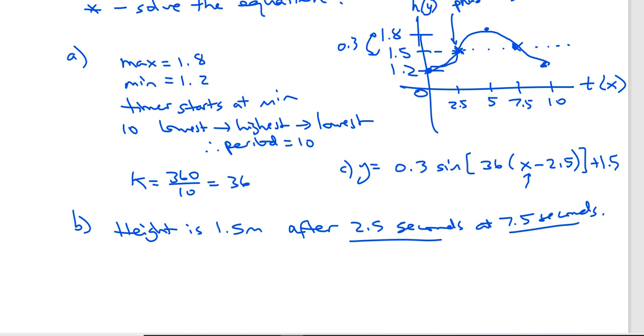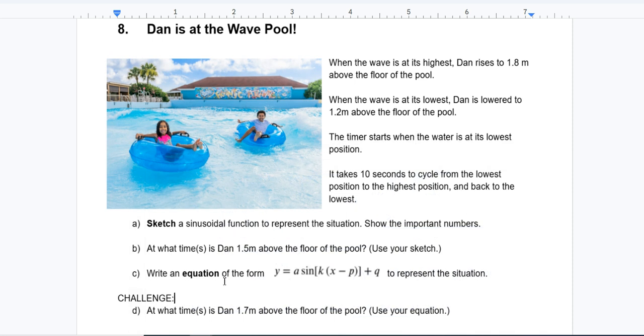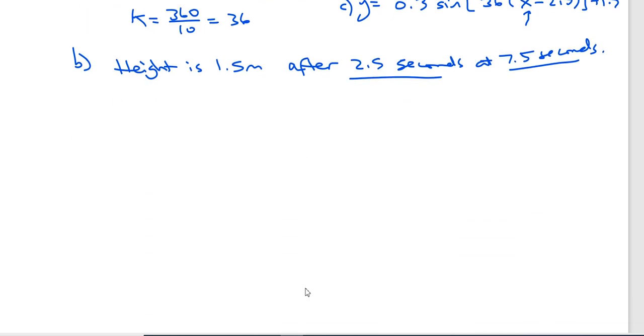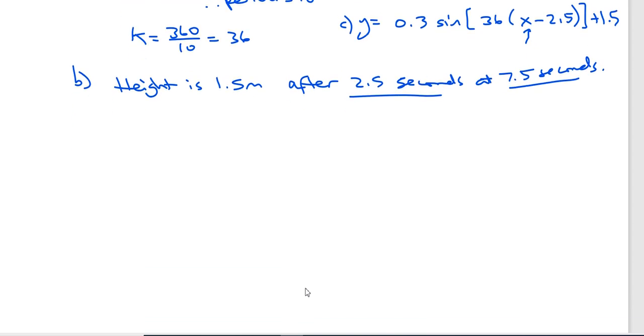There's a type of problem that's a little bit more challenging, which is this question D. And question D says, at what times is Dan 1.7 meters above the floor of the pool? So this one, 1.7 is not a significant number for us. It's somewhere over here. And we can see that there should be two answers, one here and one here, but we can't tell from the graph where they are. So question D is the one that's more challenging, where we have to solve the equation.